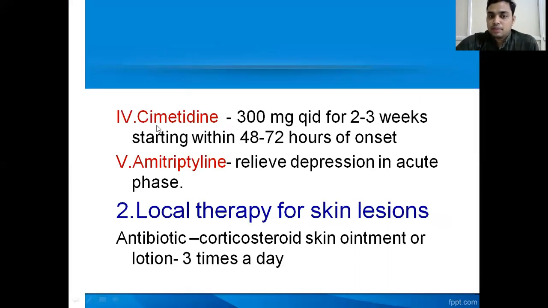And antihistaminics like cimetidine can be given. It is given as a dose of 300 mg 4 times a day for 2 to 3 weeks. It should be started within 48 to 72 hours of onset of the disease.